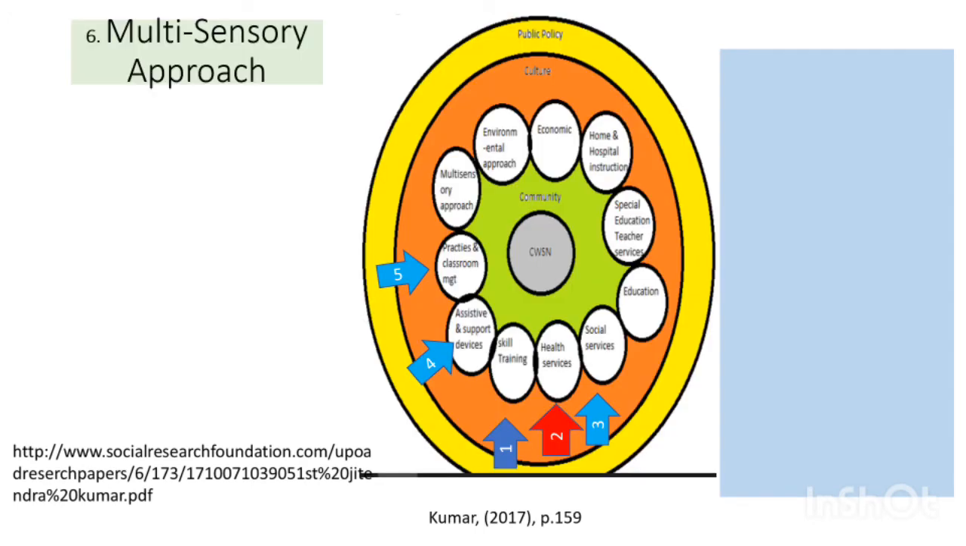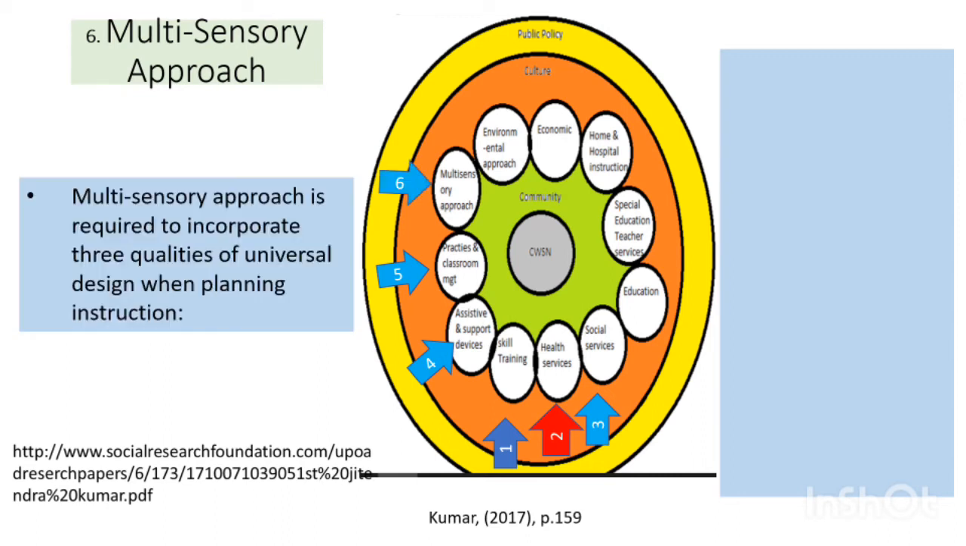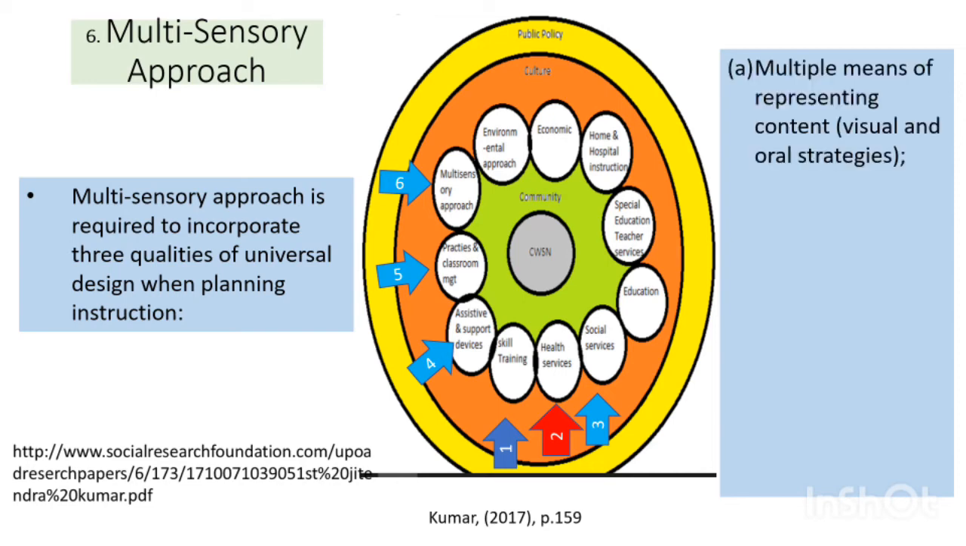Six is that we have the multisensory approach. Nowadays, we are facing this one. In some places, they're only relying on modules or the print media. And this is very hard for early graders, especially if no one is guiding them at home. So multisensory approach is required to incorporate 3 qualities of universal design when planning instruction.